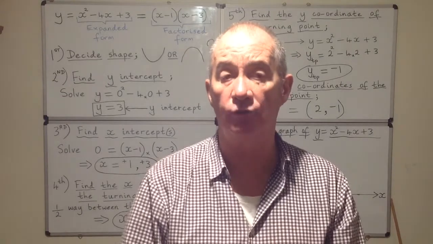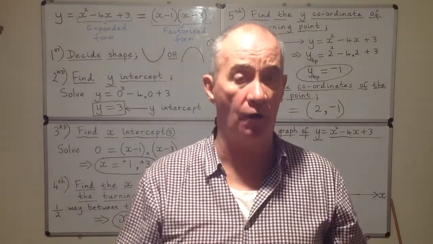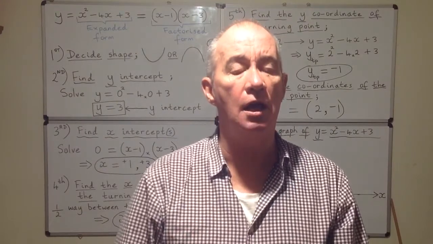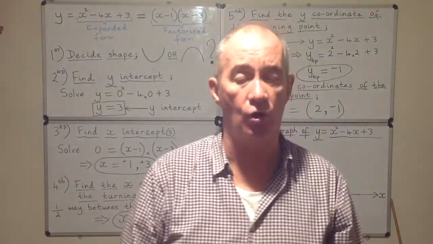And the fourth thing, the fourth important feature of a quadratic equation graph or a parabola graph, is the turning point. You need to find the exact location of the turning point. Let's have a look at what I've got on the board.